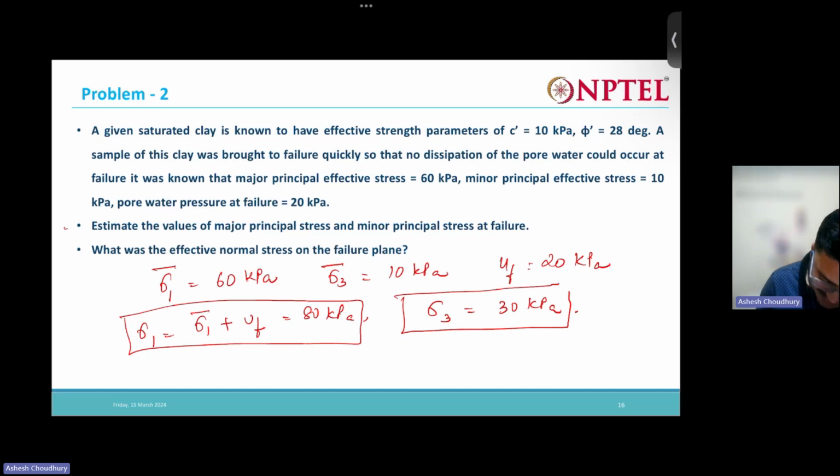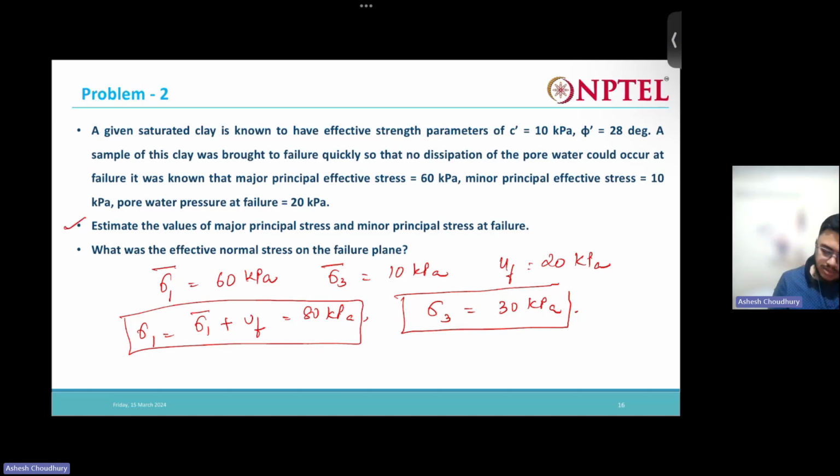So simple, right? Major principal stress and minor principal stress at failure. Very simple. Just add the values of the pore water pressure to the effective values, and we will get the total values. The next is the effective normal stress on the failure plane.